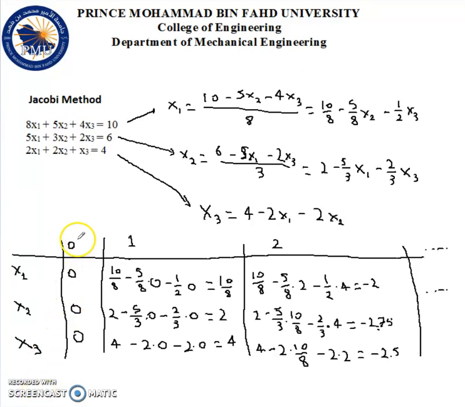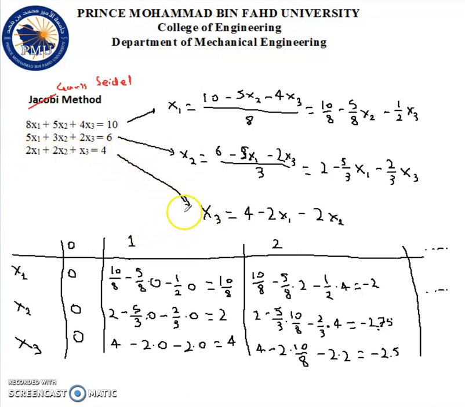Hello guys, in the previous video we showed the Jacobi method. Now we're going to show the Gauss-Seidel method for solving systems of linear equations. So we're going to take, as before, our first equation, solve it for x1, our second equation, solve it for x2, our third equation, and solve it for x3.